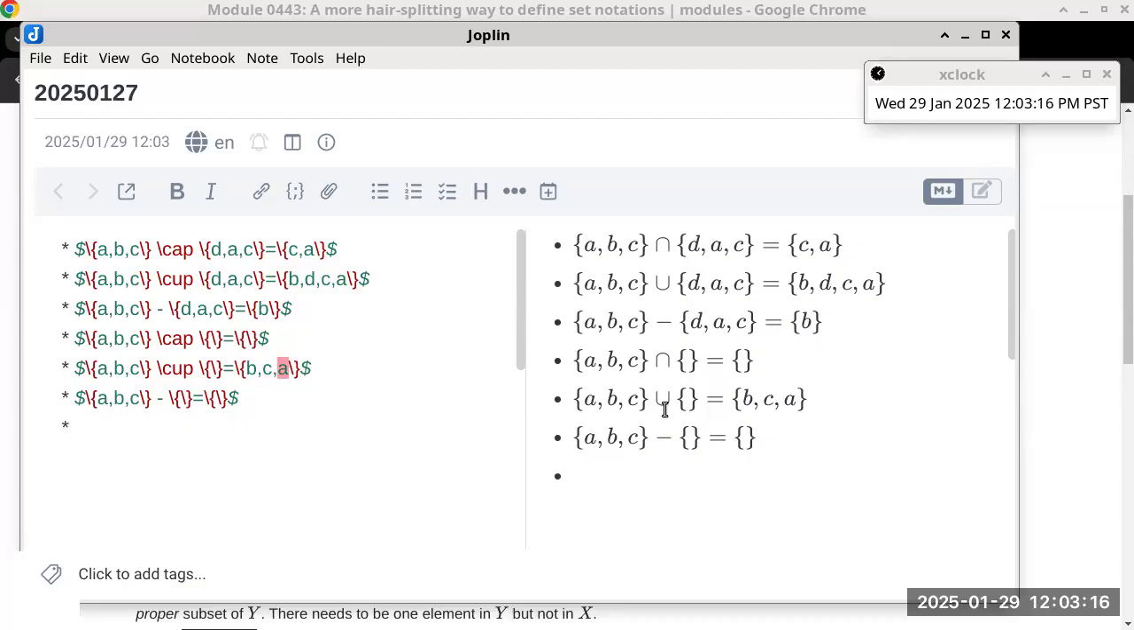And then the last one: what is the difference between the set that has ABC in it and the set that has nothing in it? This one requires you to remember which side is the exclusion. It will be the same as just ABC. That is correct, because even though we are taking a byte out of the set, the byte is empty. We're taking nothing out of the set on the left-hand side of this minus.